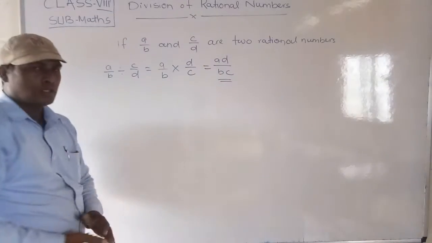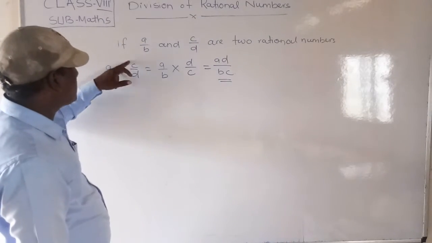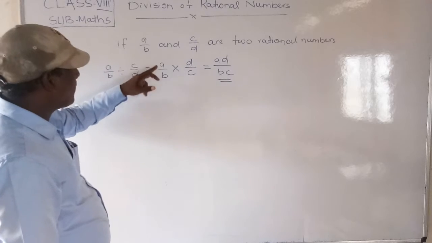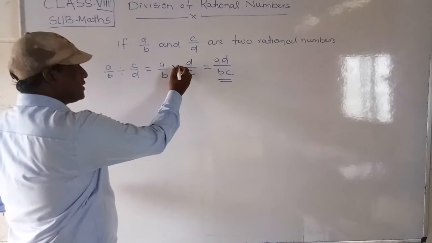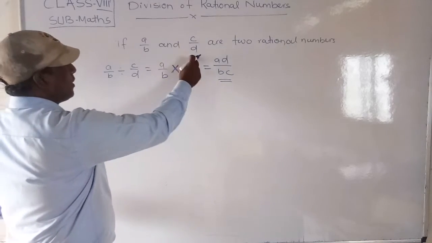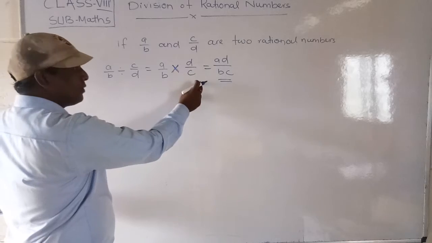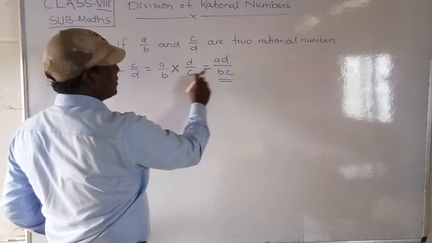Are you clear? So a by b divided by c by d is equal to a by b into d by c. That means whenever we multiply, the divisor will change to its reciprocal. That means the denominator will become the numerator and the numerator will become the denominator. And we know that in multiplication, numerator is multiplied with numerator, denominator with denominator.